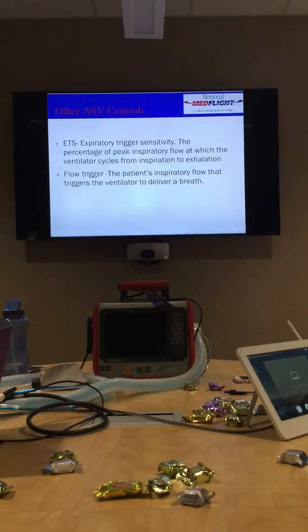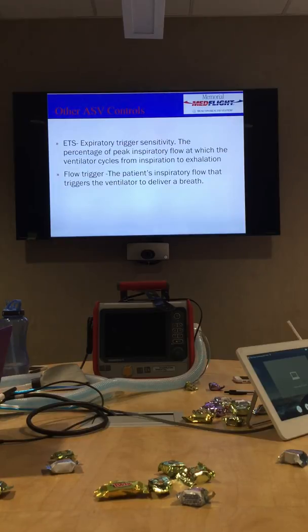The other thing is flow trigger, and I talked about that. It's the patient's inspiratory flow that triggers the ventilator to give a breath, and this is something you can change as well. If you make it a higher number, the patient's going to have to work harder to trigger the vent. So you want that number a little bit lower so that they're not having to work as hard. That's the one that road noise and bouncing down in the ambulance can set off. Can trigger.